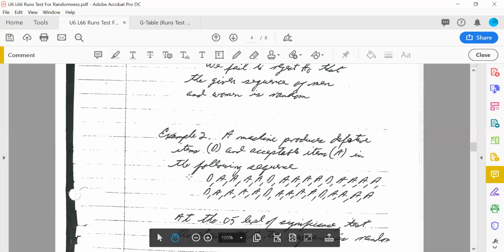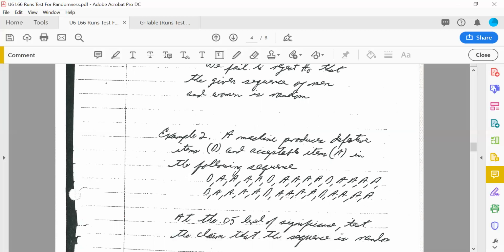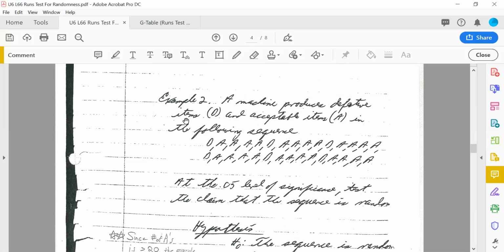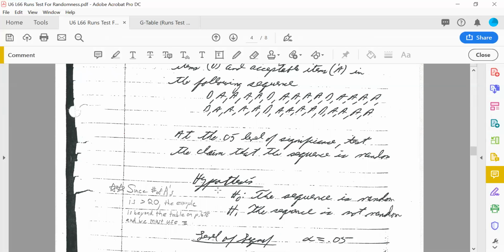So is this test perfect? No. The first day that we began hypothesis testing, we talked about type 1 and 2 errors. Errors can be made. Let's look at example 2. A machine produces defective items D and acceptable items A in the following sequence. So you got 1 defective and then 4 acceptable. 1 defective, 4 acceptable. 1 defective, 4. There's an absolute pattern here. You guys can all see it like I can see it. This thing can't be random. So at the 5% level, test the claim that the sequence is random.